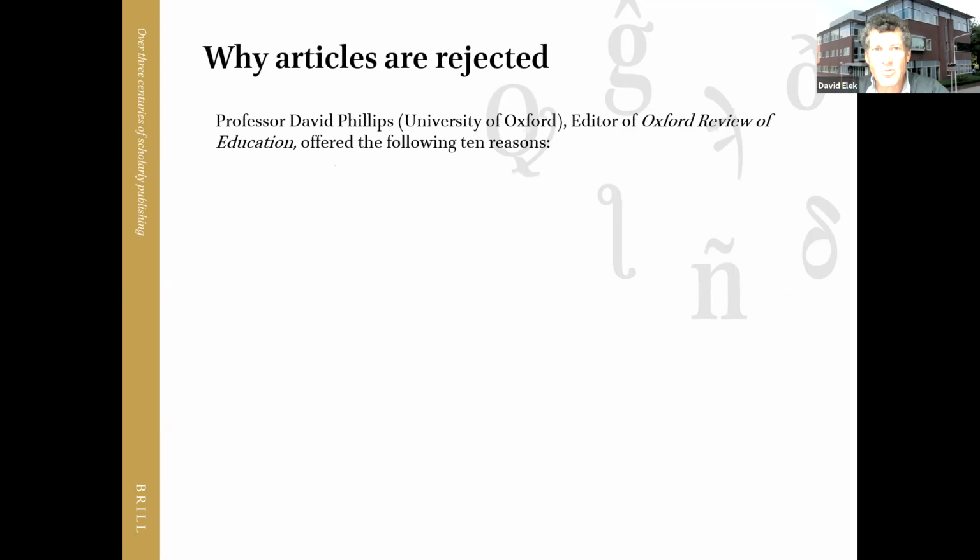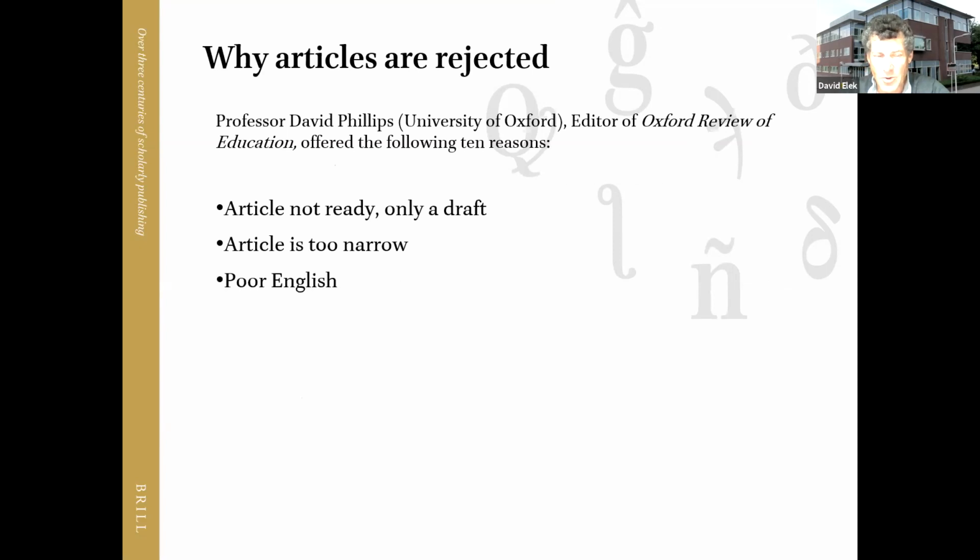Now, here are some reasons why articles are rejected. Professor David Phillips, the editor of the Oxford Review, offered 10 reasons why articles are rejected. Well, the article was not ready. It's only a draft. Article is too narrow in scope, poor English. Manuscript is poorly prepared. It's too short or it's too long.